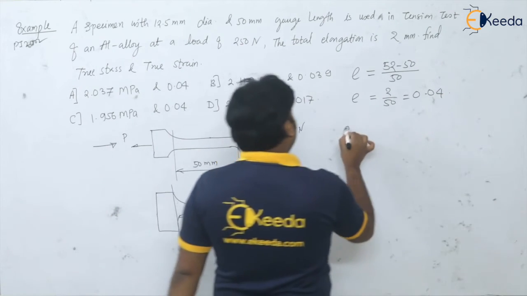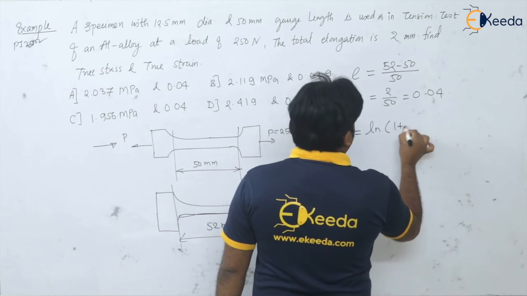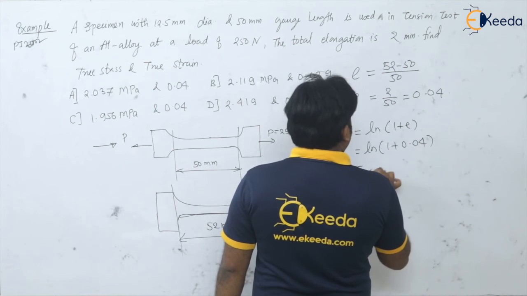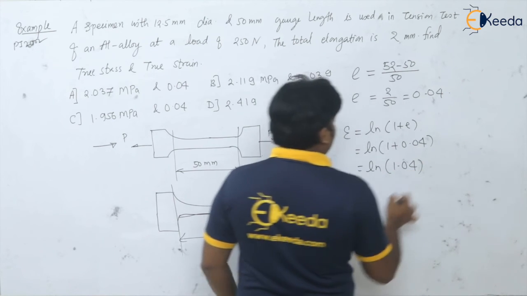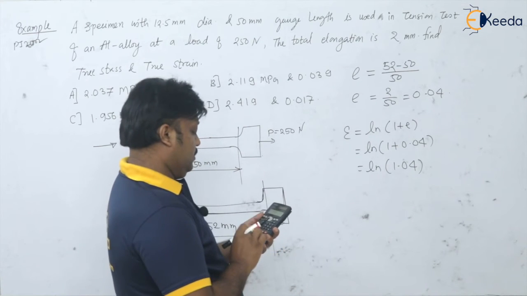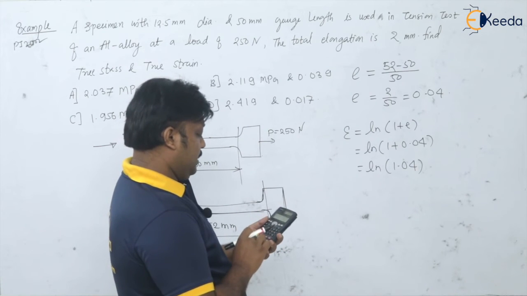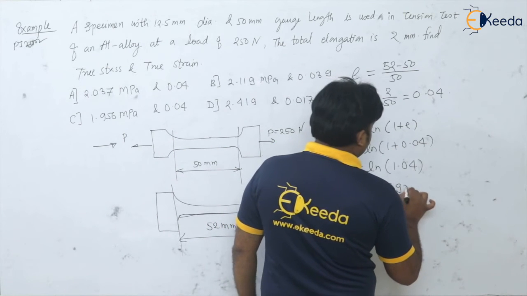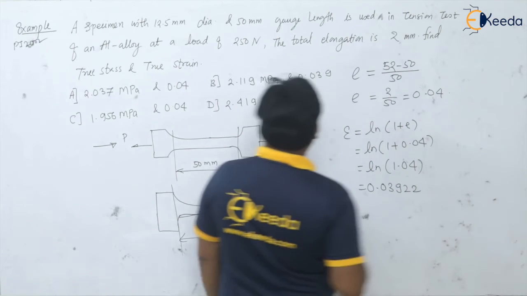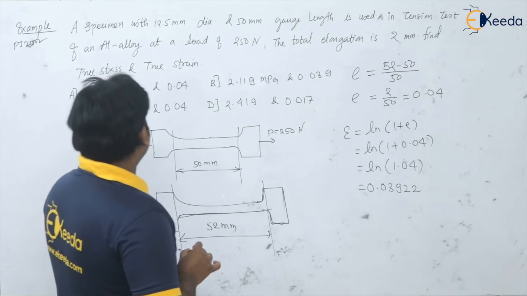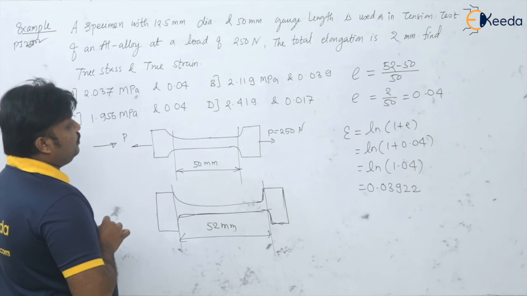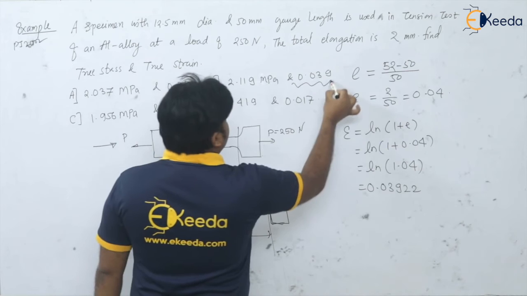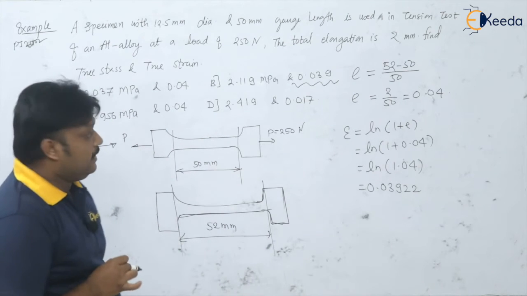So what is true strain? That is ln of 1 plus e. So ln of 1 plus 0.04, that is ln of 1.04. How much is it? It is 0.039, 0.03922. So you got here the true strain 0.039. I hope only one answer is here. You can see here option B is of course correct, isn't it?